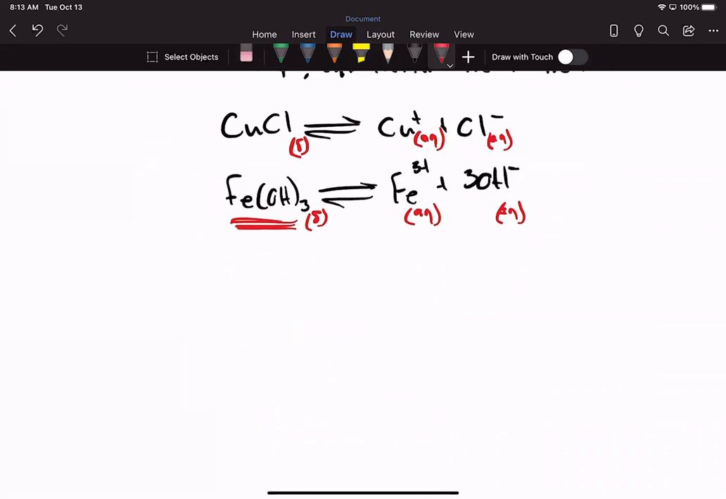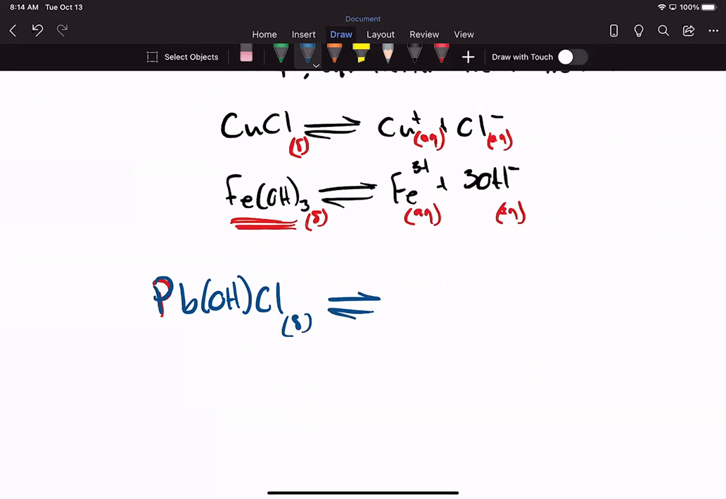So let's take a look at some other ones here. How about lead hydroxide? Because we could also see this. So this is lead 2. Excuse me, this cough is getting the better of me today.